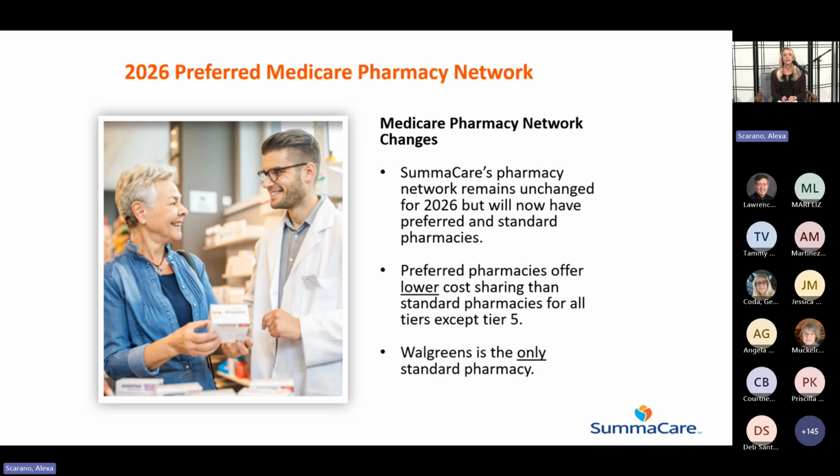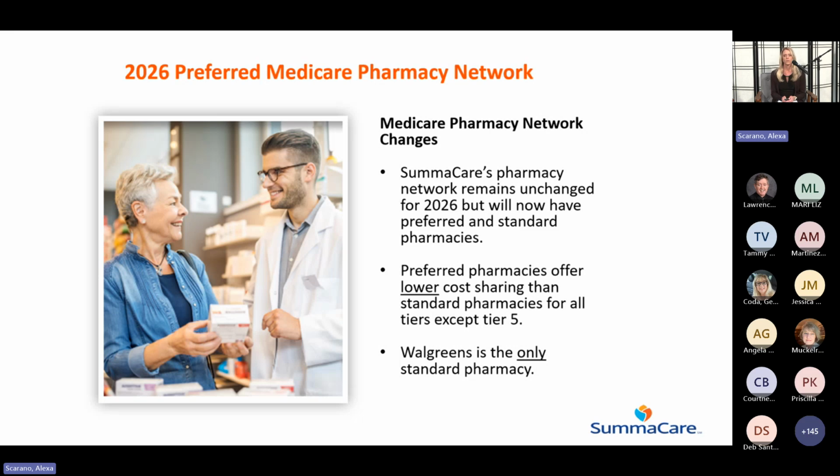While our network is staying the same, we have all the same pharmacies in our network, which is a broad network. We are now indicating that there are preferred and standard pharmacies. So the preferred pharmacies will offer lower cost sharing than our standard pharmacies for all tiers except for the tier 5 specialty medications.